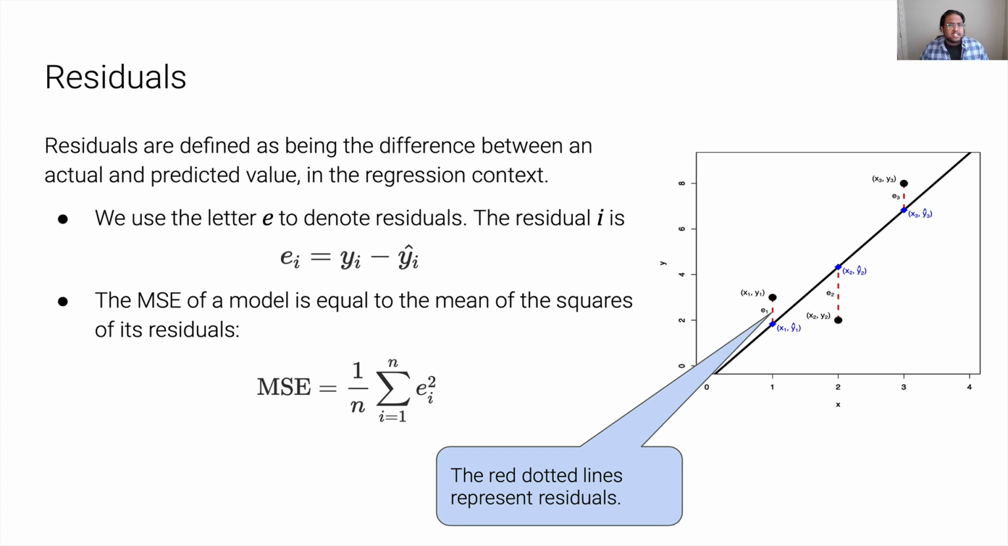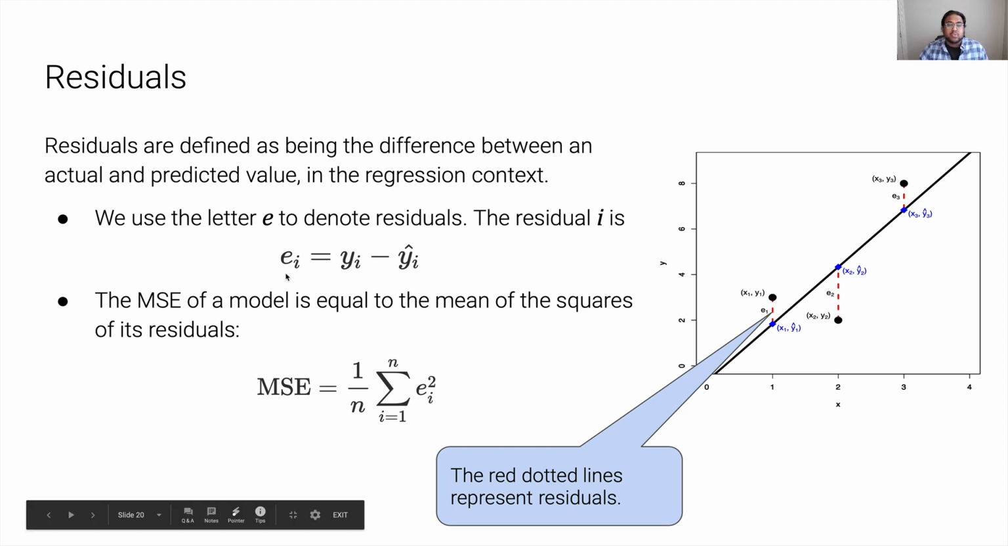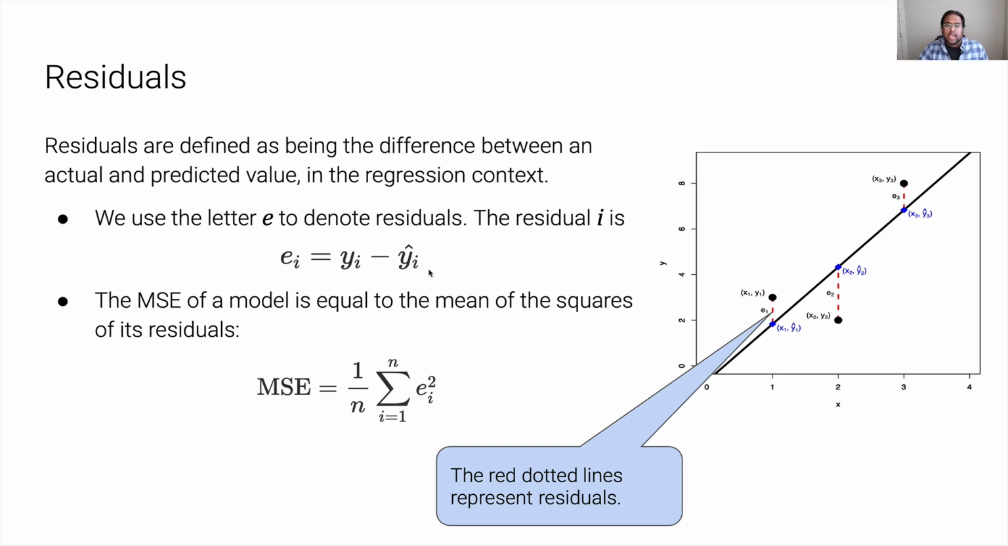Now, a residual is defined as being the difference between an actual and predicted value in the regression context, which is what we're looking at right now. For several reasons, we use the letter E to denote residuals. In some cases, you might see the letter R being used for residuals, but we use R for the correlation coefficient, so let's stick to using E for now. We denote the ith residual, E subscript i, as being the true y value for observation i, so yi, minus the predicted y value for observation i, so yi hat. So this is the definition of the ith residual.